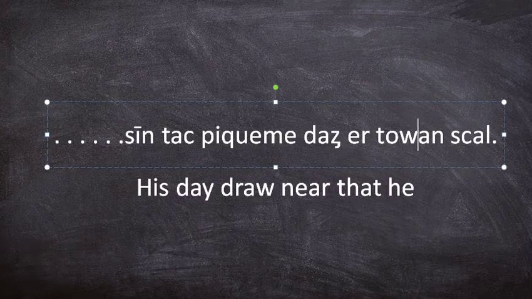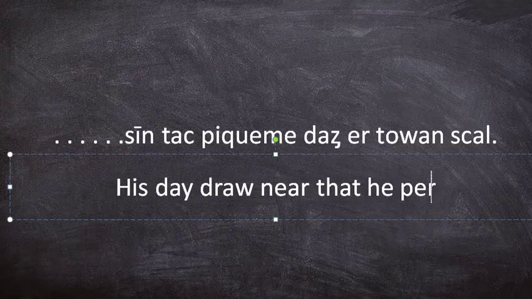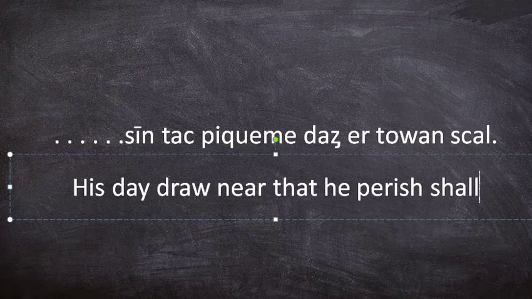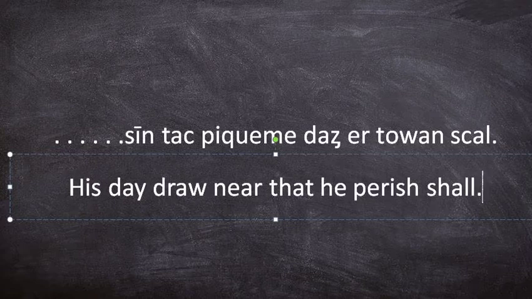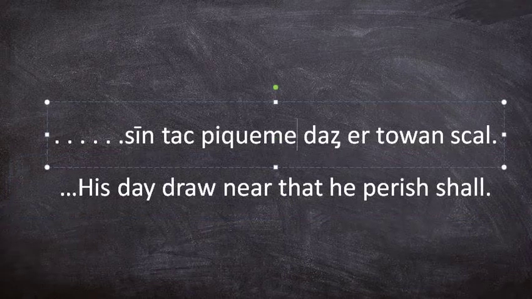So anyway, this verb here is in the infinitive, and it means to die or perish. So perish, and skall is shall, cognate with shall, but I would imagine it also has the meaning of must, like an obligation, right? So his day draw near, that he perish shall, whatnot. And as far as what part of speech this is, I think this is in the subjunctive.